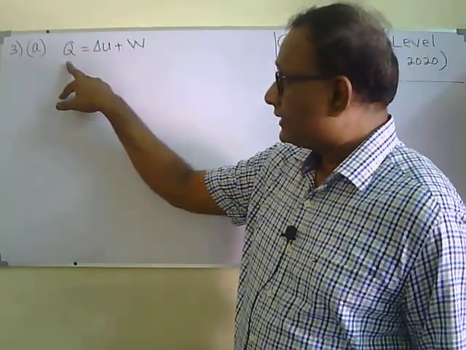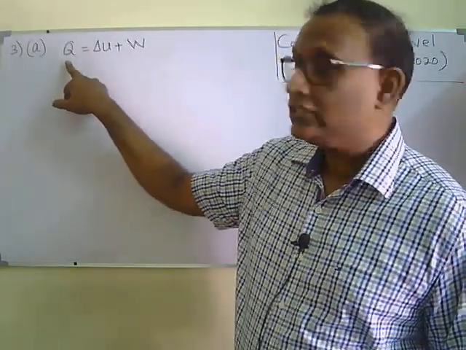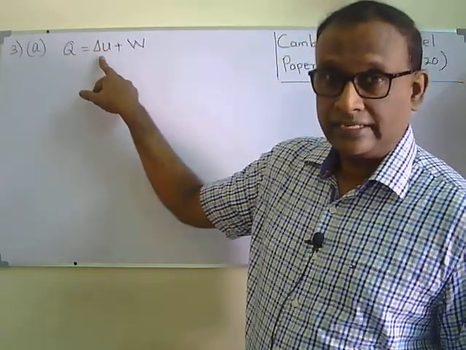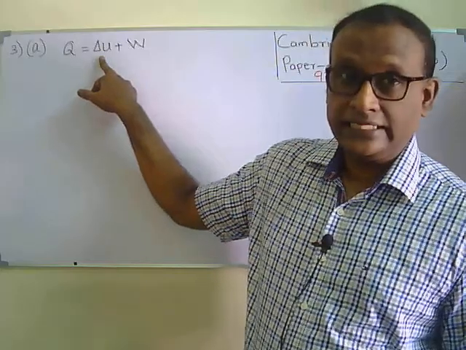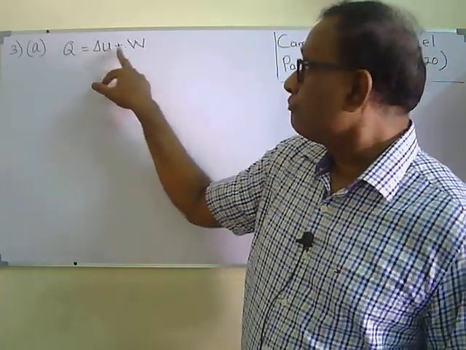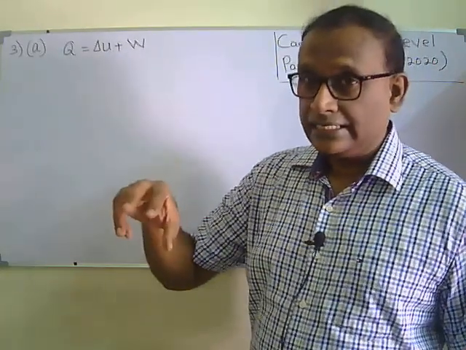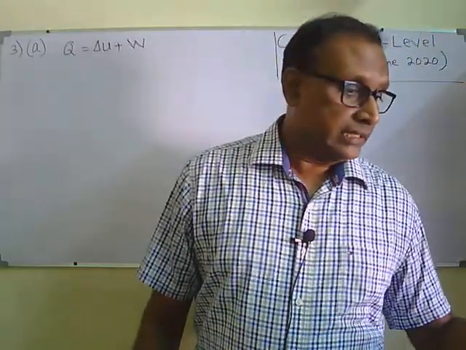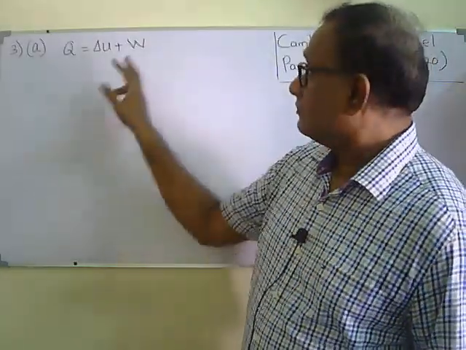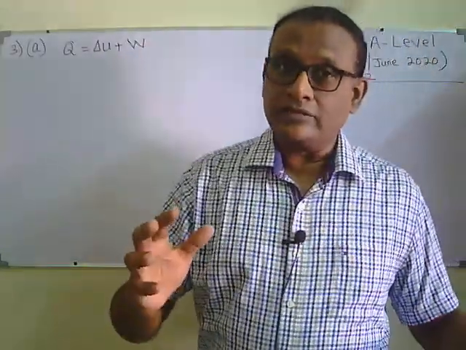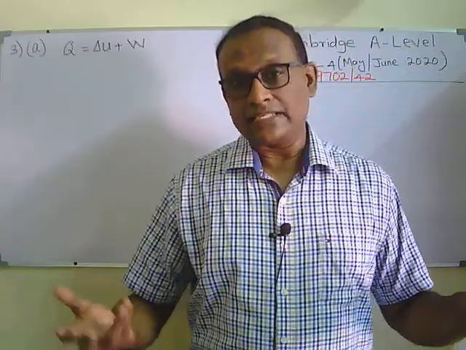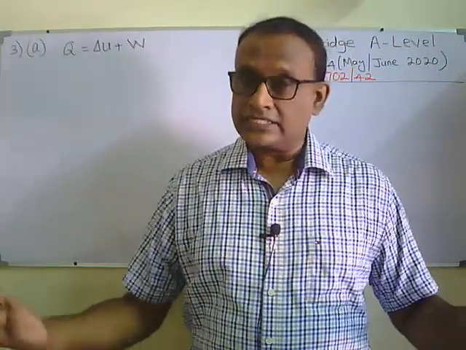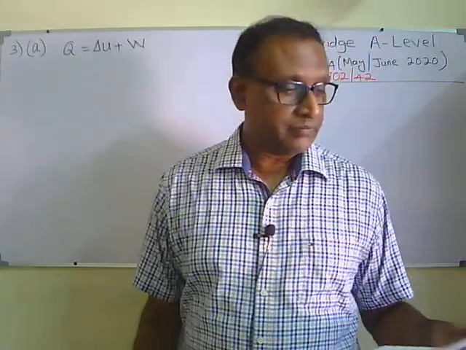So in this equation, Q is the heat added to the system. So when you add heat, the internal energy will increase. So delta U is the increase in internal energy. And when you add energy, the internal energy will increase, so it might expand. So W is work done by the system. Work done by the system happens whenever it expands, whether it's a gas or solid. When it expands, it will do work on the surroundings. So work done by the system, right?